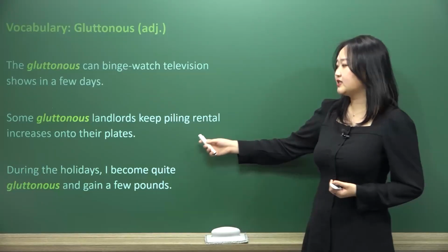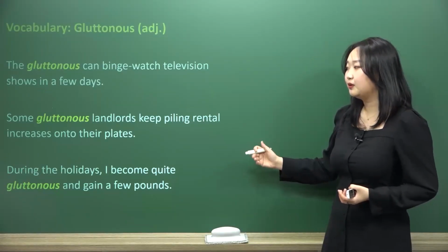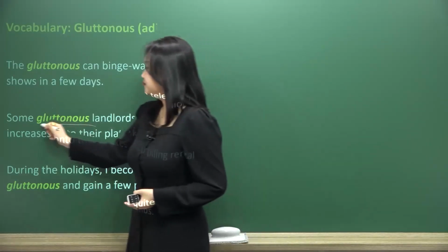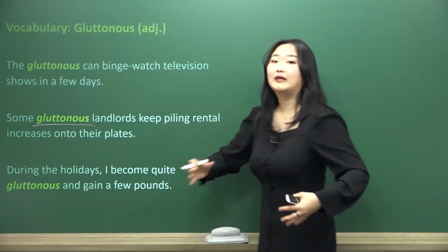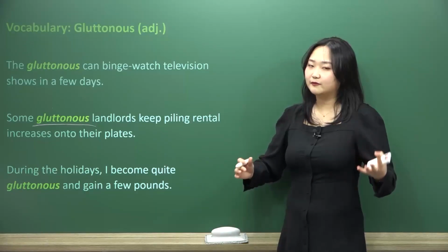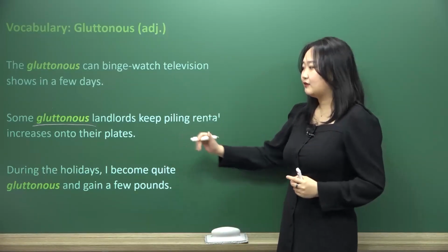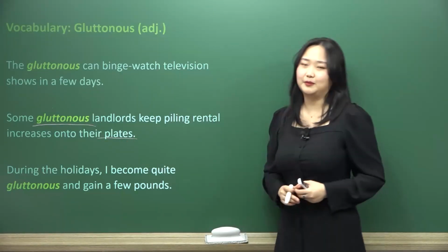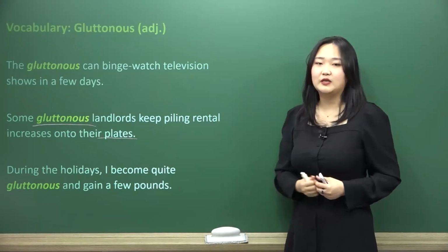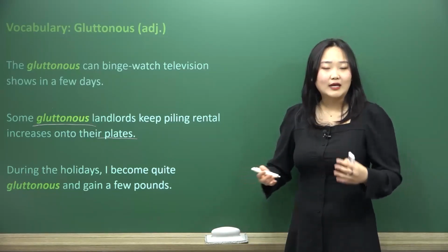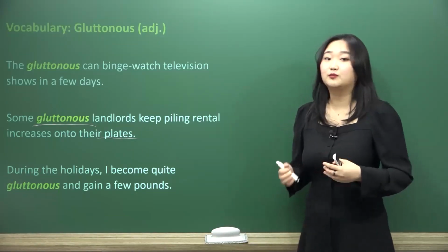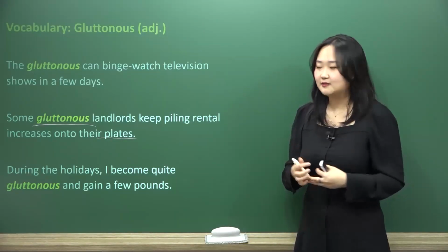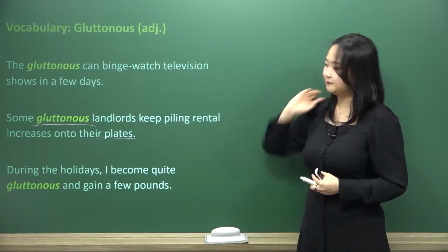Some gluttonous landlords keep piling rental increases onto their plates. This is a really good way of writing this. If you are gluttonous and you want to actually gather a lot of things, right? And we're not talking about food, but they make it sound like it's food. How is that so? They're talking about plates. You put food on plates. And so these gluttonous people keep bringing up rents or raising the rent or trying to bring up a lot of money and put it onto their plate so they can eat it. Very good way of writing it out here.